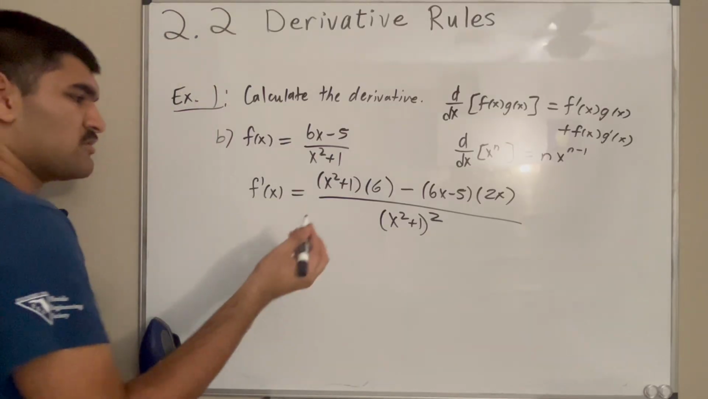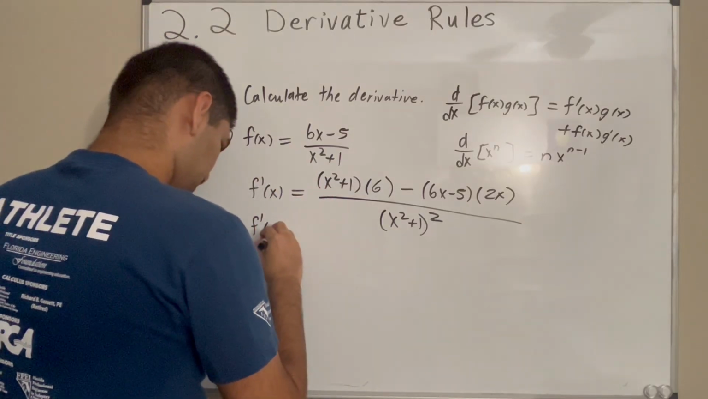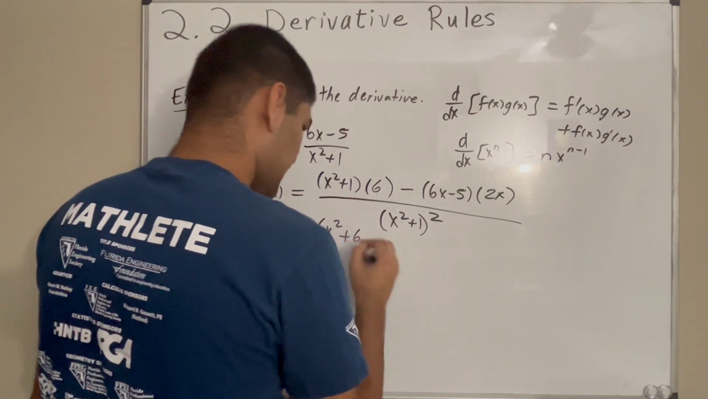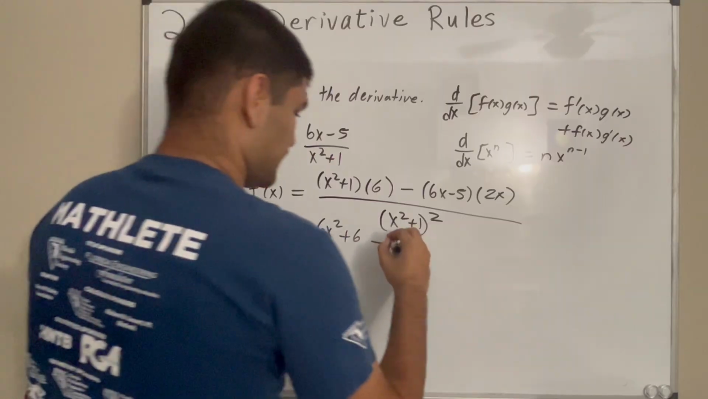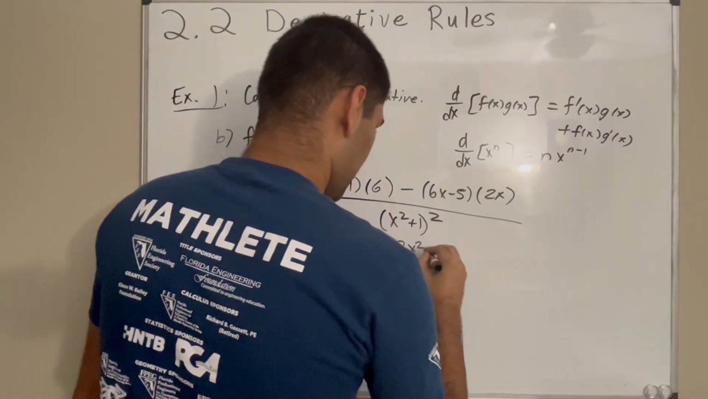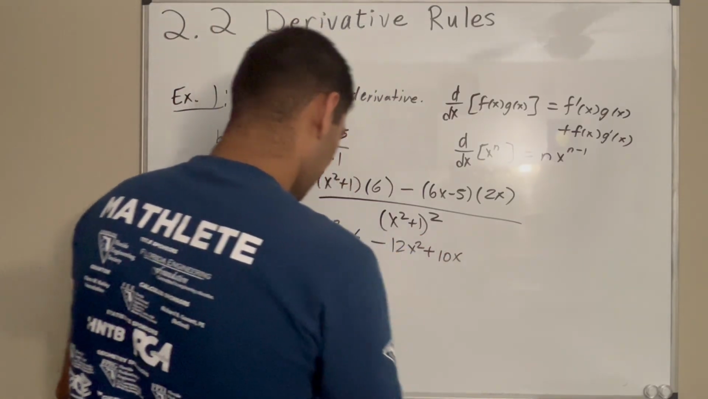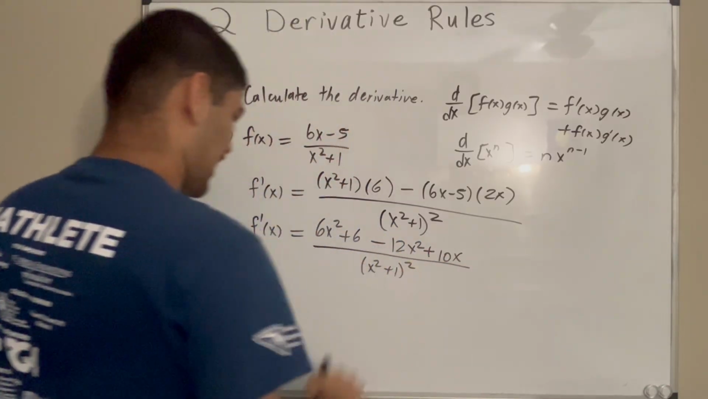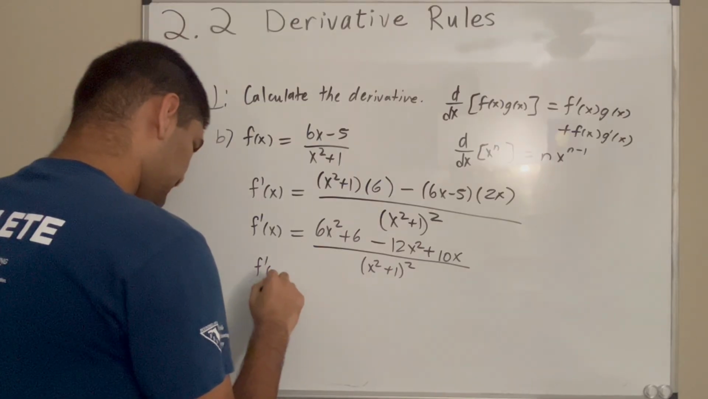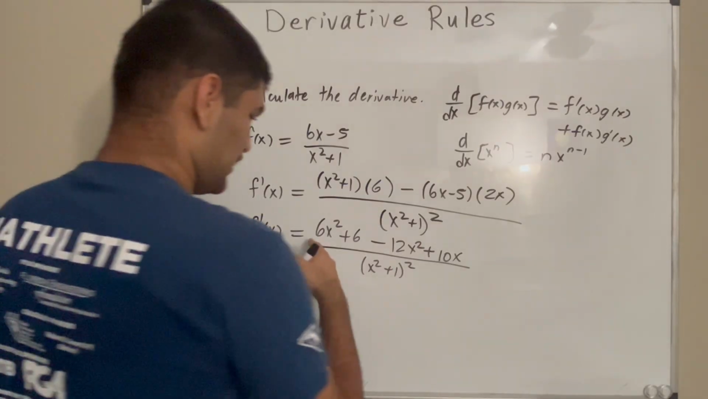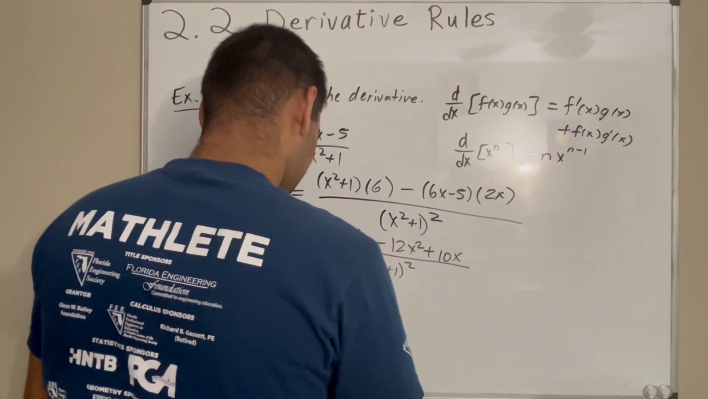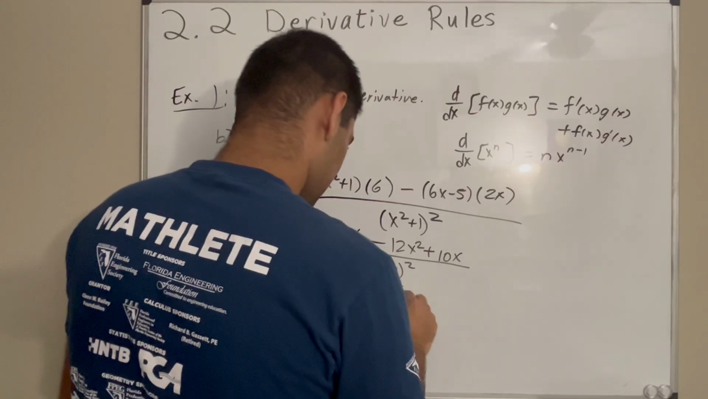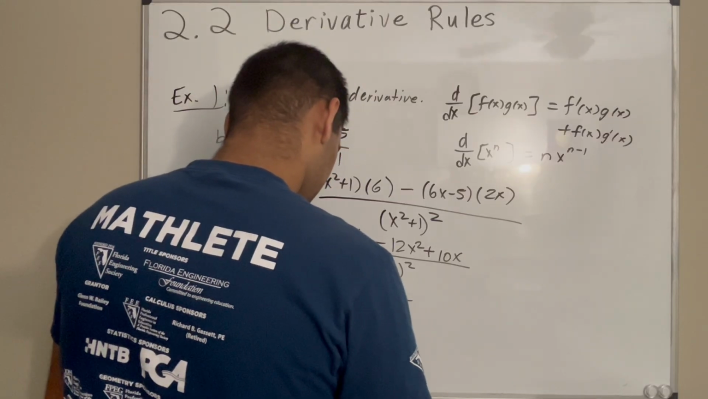All right, so now it's just a matter of simplifying. So we can distribute the 6 to get 6x squared plus 6 minus, let's see, we have 12x squared plus 10x all over x squared plus 1 squared. I'm just going to keep this how it is for now. So we get 6x squared minus 12x squared, that's negative 6x squared, and plus 10x plus 6 all over x squared plus 1 quantity squared.